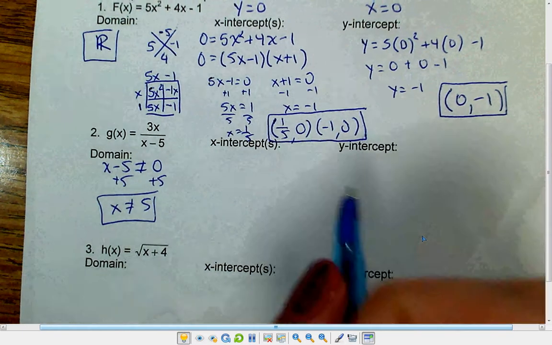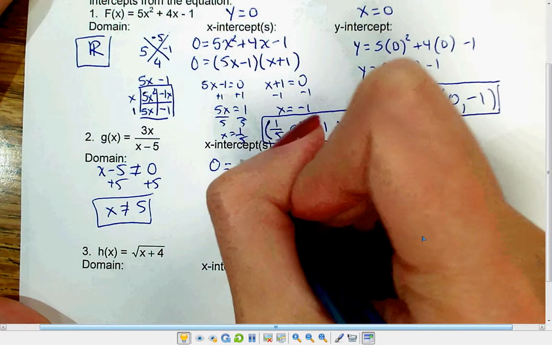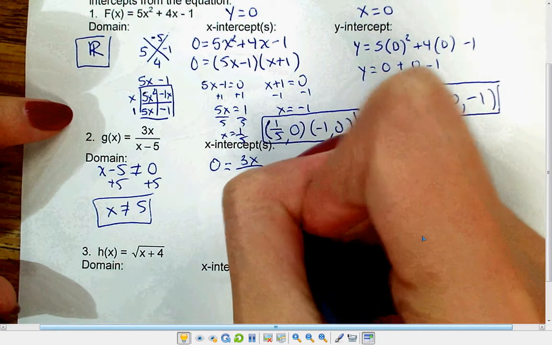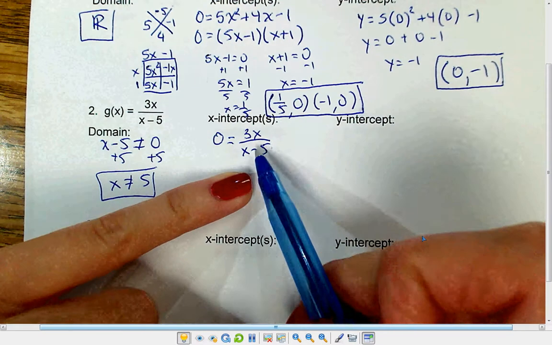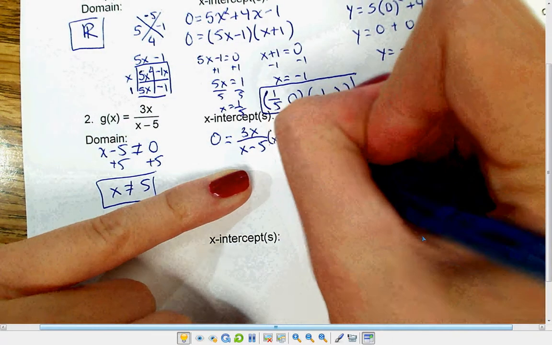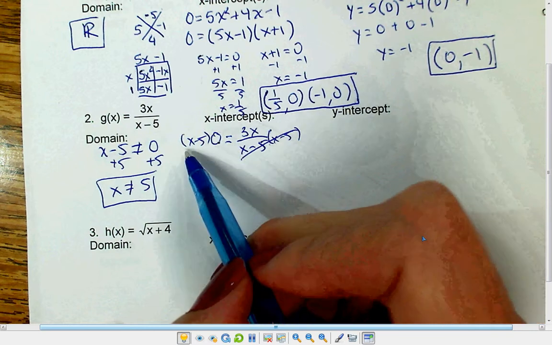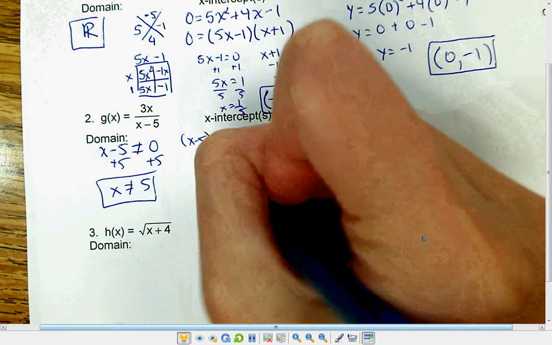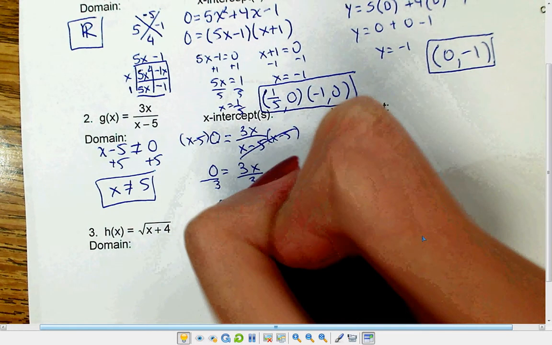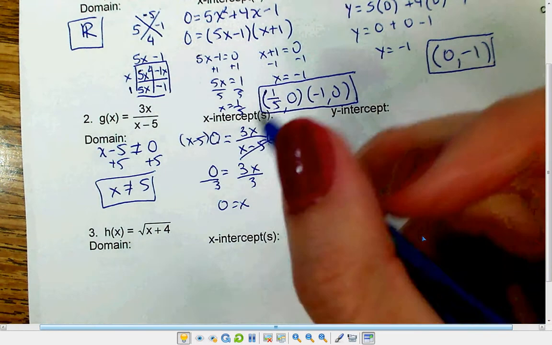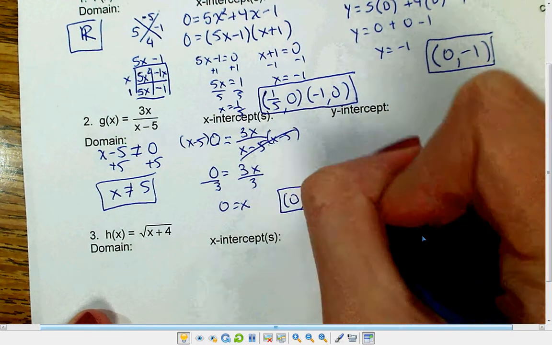Okay, so to find my x-intercept, just like the previous problem, y is equal to 0, so I have 0 equals my equation, 3x over x minus 5. To solve this problem, I'm going to first multiply both sides by x minus 5 to get it out of the denominator. 0 times x minus 5 is just 0, because 0 times anything is 0. And then when I solve for x, 0 divided by 3 is just 0. So x equals 0, and y also equals 0, so this is my x-intercept.